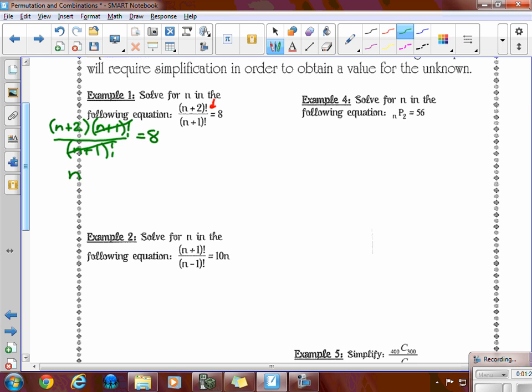So this simplifies to n plus 2 equals 8. A simple solving here, subtract 2 from both sides, n equals 6. So in this case, 6 is our answer. And you can go in and verify it, left side equaling the right side of that equation. But in any case, n equals 6 in example 1.